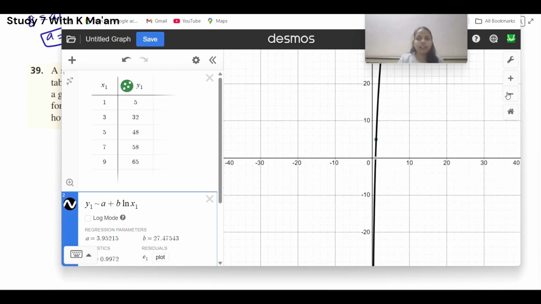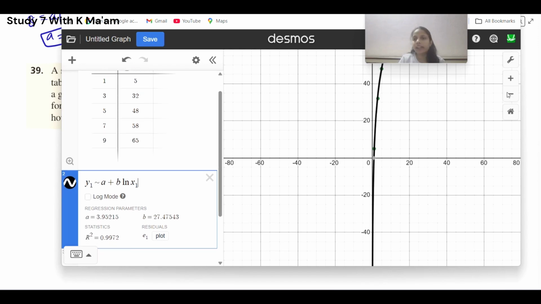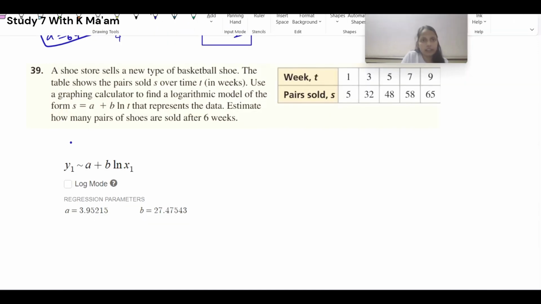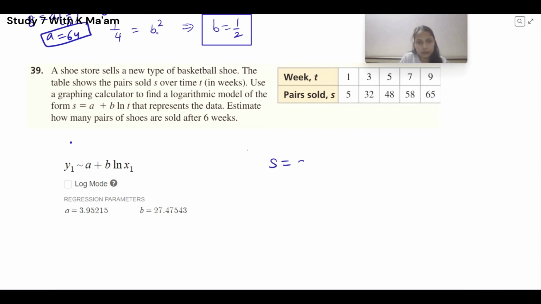Here you can check this. I draw the graph again using the given points and I write a function. We got the corresponding a and b values. Okay, we will use these values in our logarithmic equation model. In our case, S equals 3.95 plus 27.48 log of t. We have to estimate how many pairs are sold after 6 weeks. The time is given in weeks. So substitute t as 6.